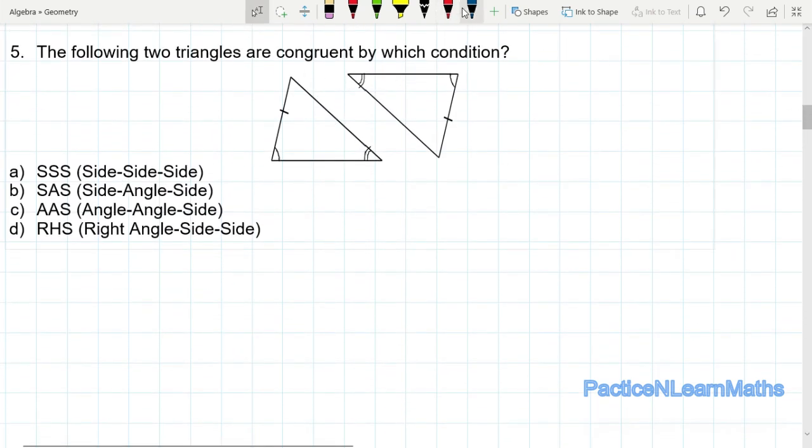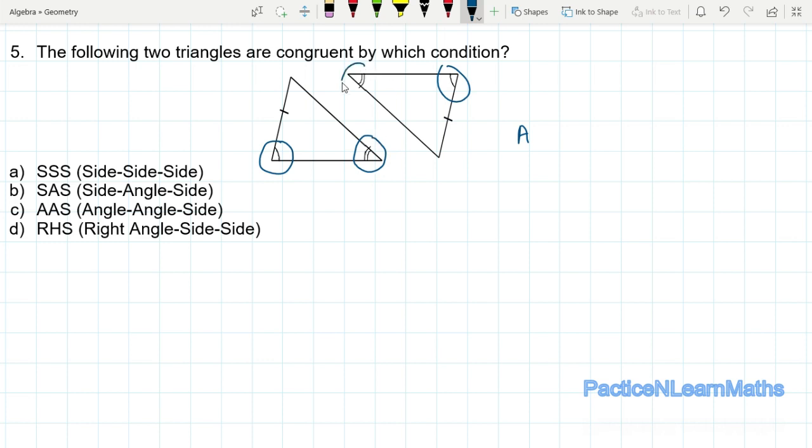5. The following two triangles are congruent by which condition? Here you see one angle is equal, so A. Another angle, they are also equal, A. And one side, so S. So correct answer is 5C.